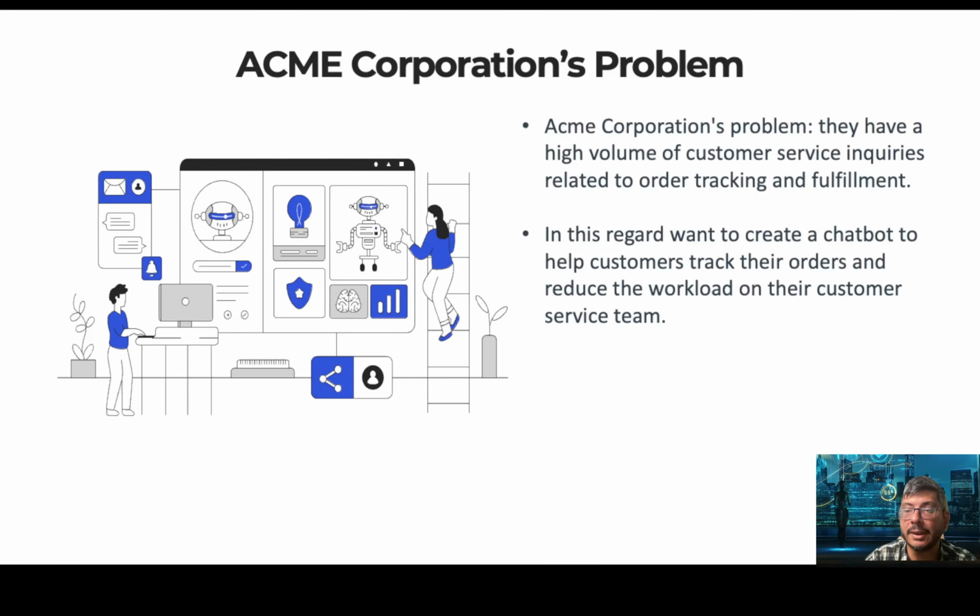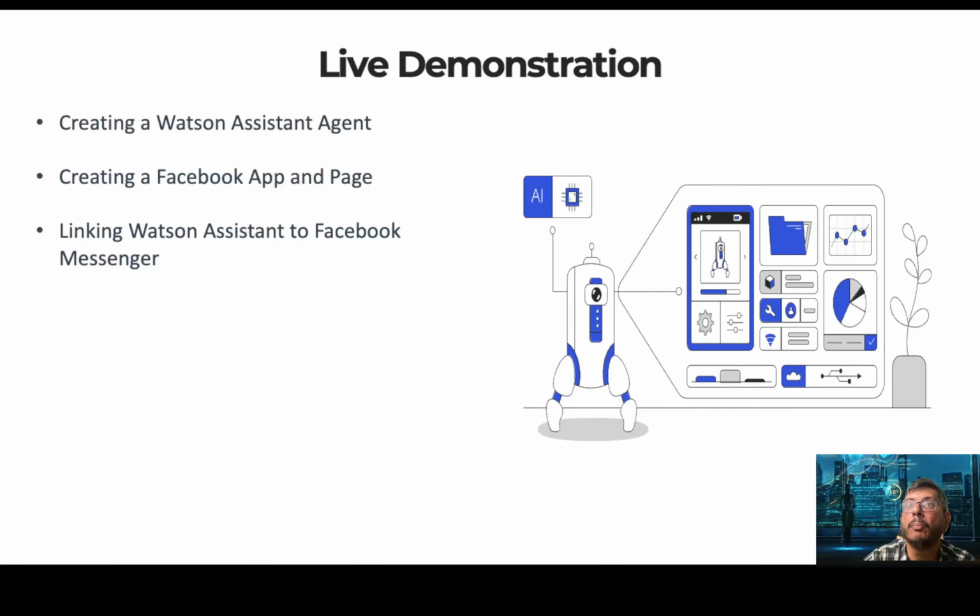And sometimes you actually start getting a reduction in customer service as companies try to get cheaper outsourced organizations to handle their customer service. So AI bridges that and really helps in digital maturity. In this regard, we are going to cover a product called Watson Assistant. We will also look at how to create a Facebook app and page, and then how to link Watson Assistant to Facebook Messenger.